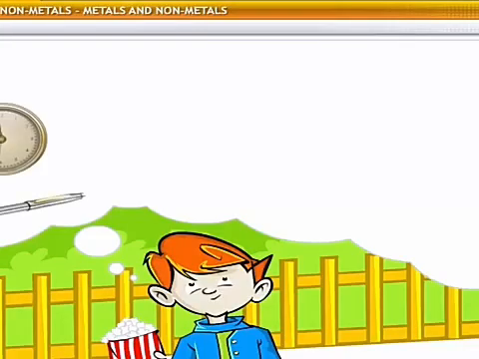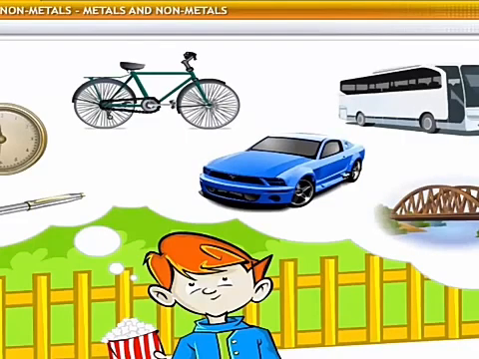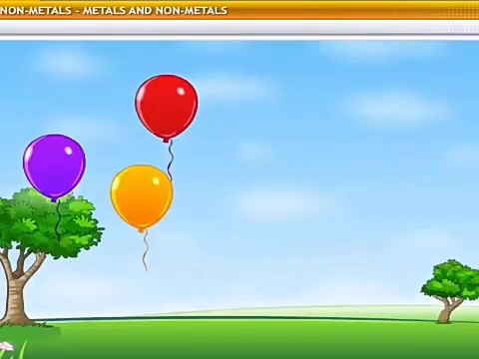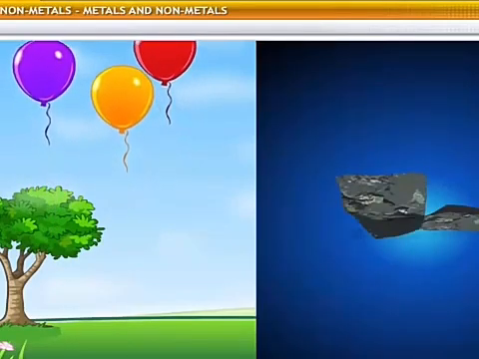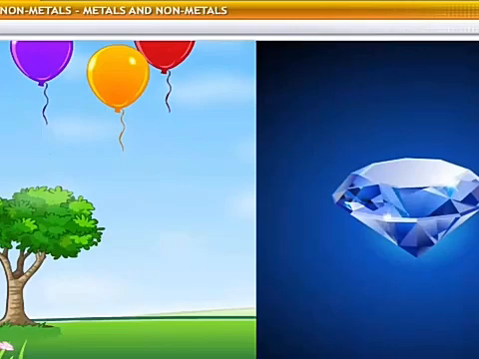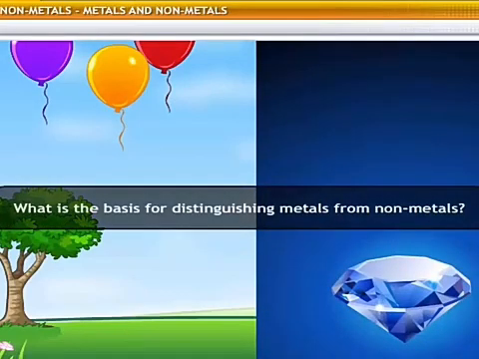Pen, watch, bicycle, car, bus and bridge are all made of metals. On the other hand, helium, which makes balloons fly, and the carbon that constitutes diamonds are non-metals. What is the basis for distinguishing metals from non-metals? To understand the scientific basis for this classification, you need to examine the physical and chemical properties of metals and non-metals.